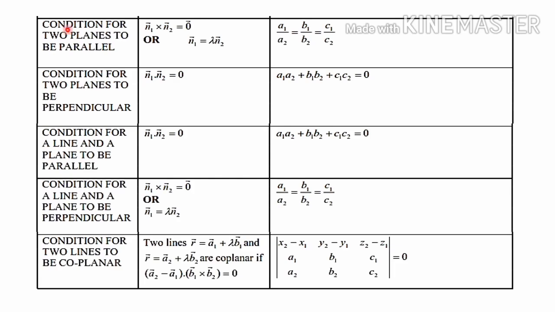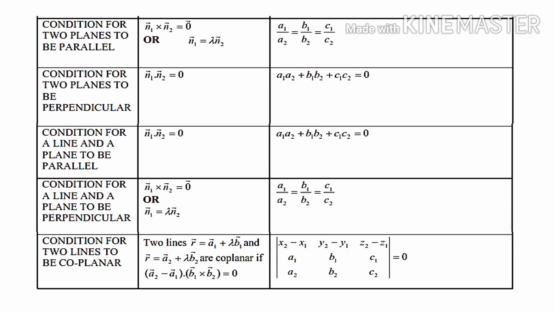Next, condition for two planes to be parallel. When it is in vector form, vector n1 cross vector n2 is equal to 0 vector, or vector n1 is equal to lambda into vector n2. If it is in Cartesian form, a1 by a2 is equal to b1 by b2 is equal to c1 by c2. Next one is condition for two planes to be perpendicular.